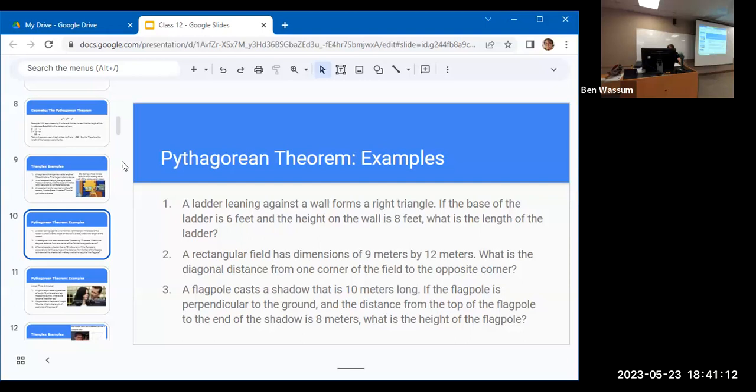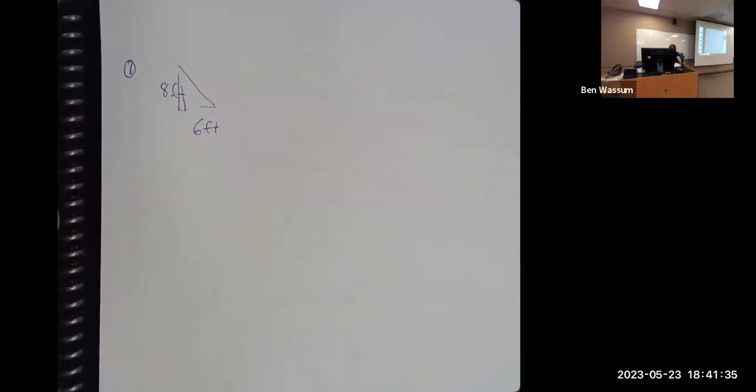says that a ladder leaning against a wall forms a right triangle. If the base of the ladder is 6 feet and the height is 8 feet, what is the length of the ladder? Okay. So basically, we have this, and we need to know the length of the ladder. You can kind of see here's a wall, here's the ground, and then we have a ladder leaning up against that wall. So we need to know the length of that ladder.